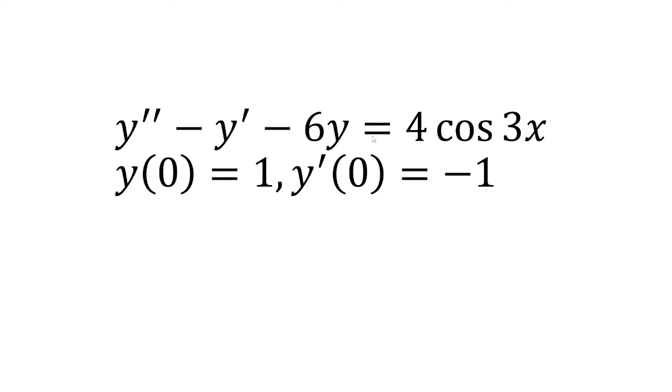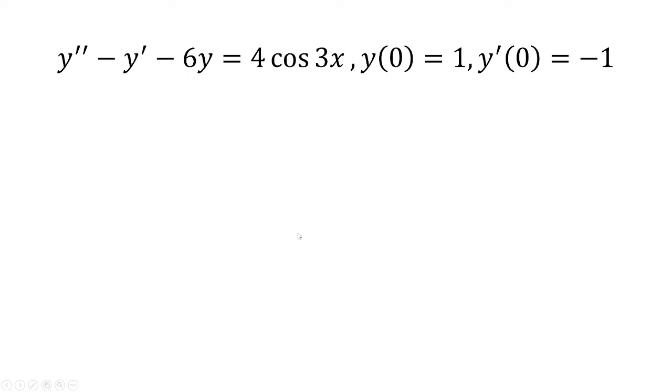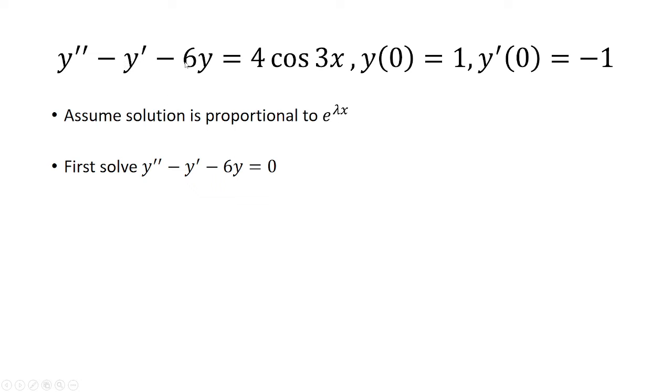In this video, we solve this differential equation given these initial conditions. So first, let's assume the solution is proportional to e^(lambda x), and we're going to solve the homogeneous differential equation. So we're just going to substitute y equals e^(lambda x), and we have to take the second derivative and the first derivative.